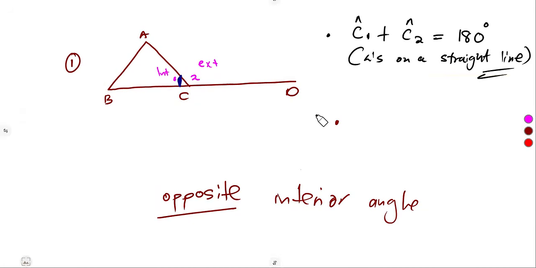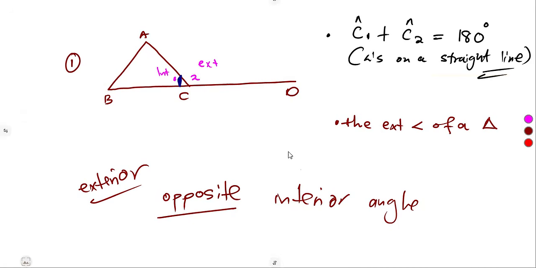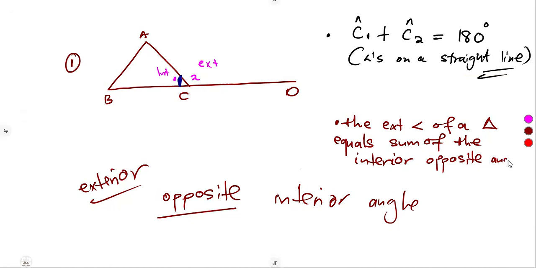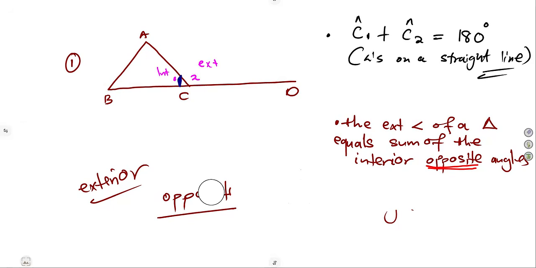Let me write the statement first, then we're going to have a mathematical view on that one. So that's the exterior angle. I'm just going to write in short, guys: exterior or external. The exterior angle of a triangle equals the sum of the interior opposite angles. That is the major case.